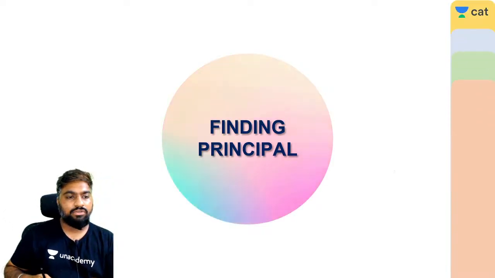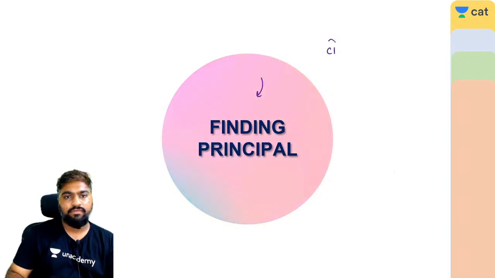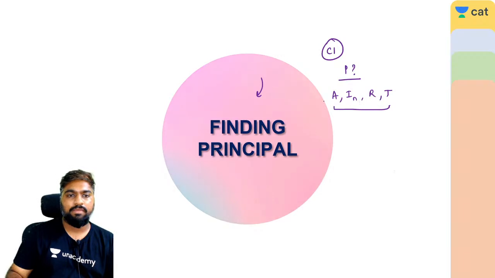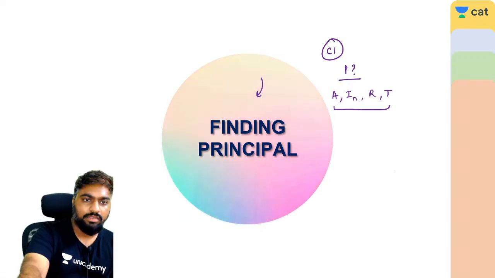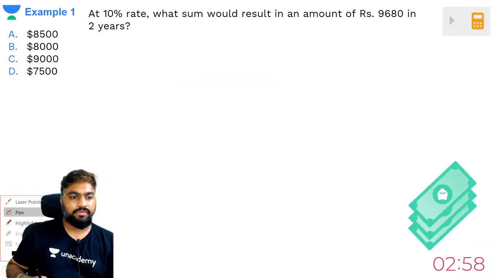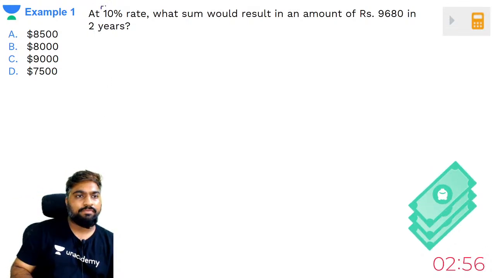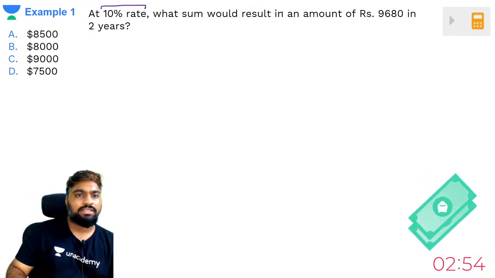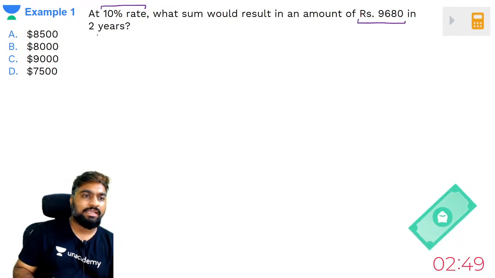Yes. Now let's do some questions where we find out the principal. Under compound interest, finding out the principal. So principal ढूंढना है. You might be given what the amount is, what the interest is for a particular year. You might be given what the rate of interest is, what the time is. Yes, इसके basis पे आपको principal को ढूंढना है. Okay. Let's try this first question. At 10% rate, what sum would result in an amount of rupees 9,680 in 2 years?